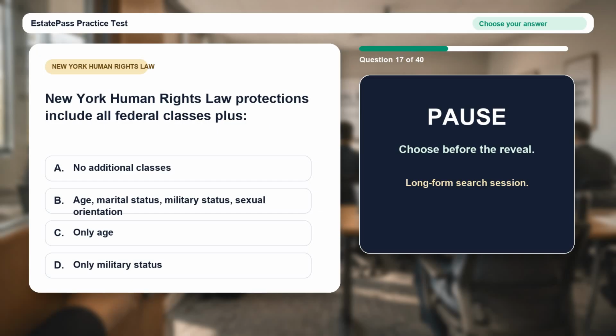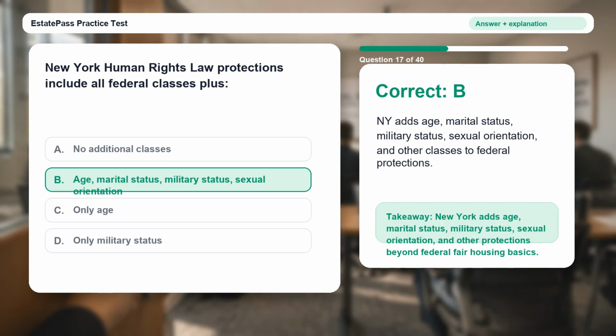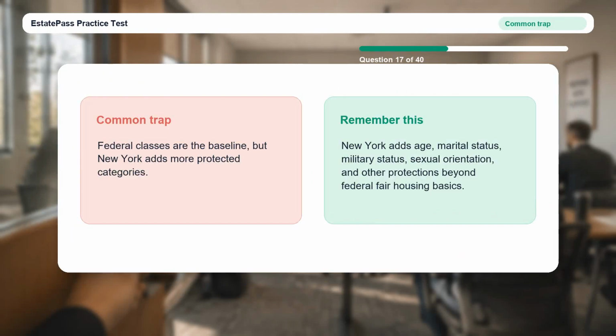Question 17. New York human rights law protections include all federal classes plus. Your choices are A. No additional classes. The correct answer is C. Marital status, military status, sexual orientation. Explanation. NY adds marital status, military status, and more. Common trap. Federal classes are the baseline, but New York adds more protected categories.